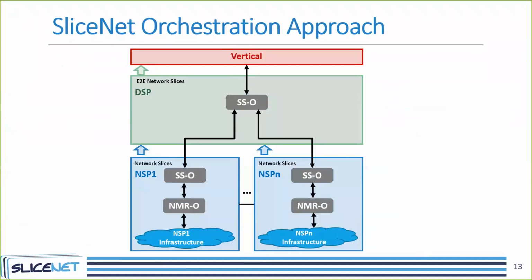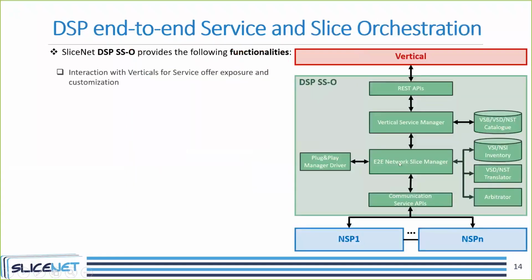So as you already see, what we have in terms of orchestrators in SliceNet: we have the orchestration, the slice and service orchestrators, which is the name for the DSP. And in each NSP, we will have the service and slice orchestrator and the NMRO, the NFV management and resource orchestrator, in each of them. Let's talk a little bit more in detail about these ones.